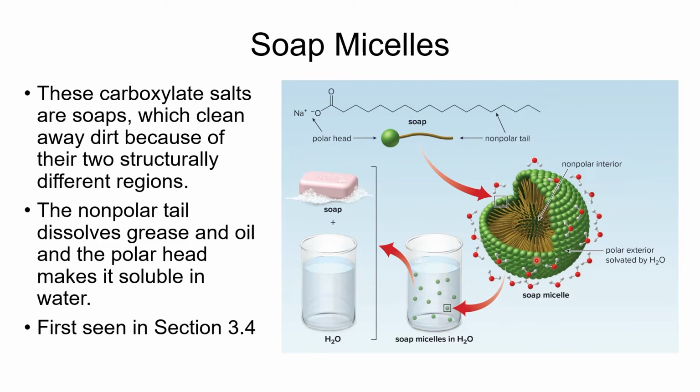Now, things that you can do to improve the micelles is that, one, you can warm up the water. If you have warmer water, this happens more easily and it is more effective. And this is part of why we use warm water when we are washing our hands.